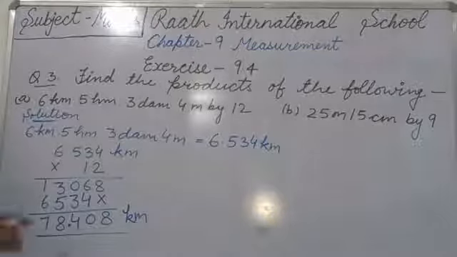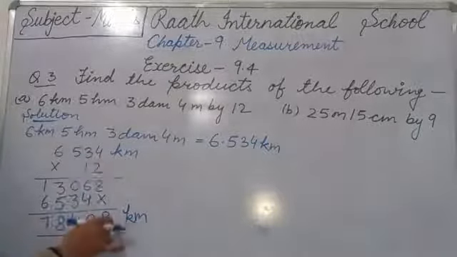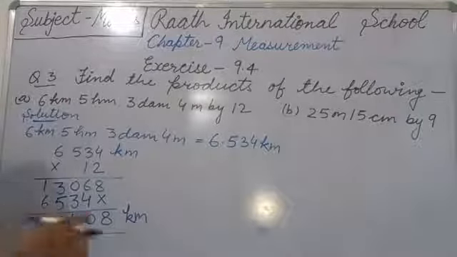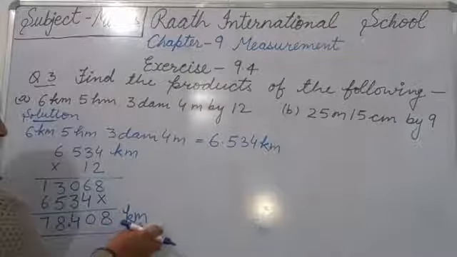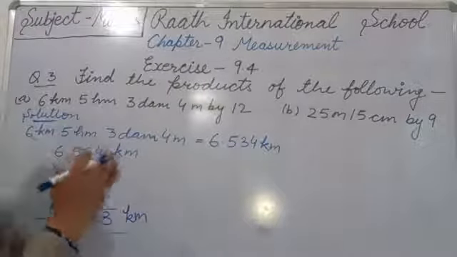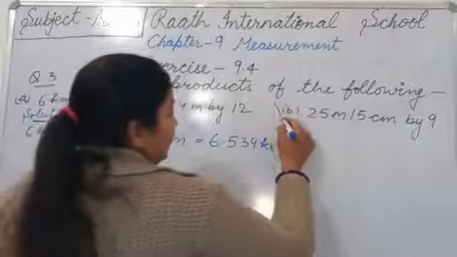Okay, 78 kilometer, 4 hectometer, 0 decameter and 8 meter. So in this form also we can give the answer. Clear? Both are correct: if you give it in kilometer, this is correct, and if you want to give it with the units, you can give it with the units also. Clear? Now it's the B part.